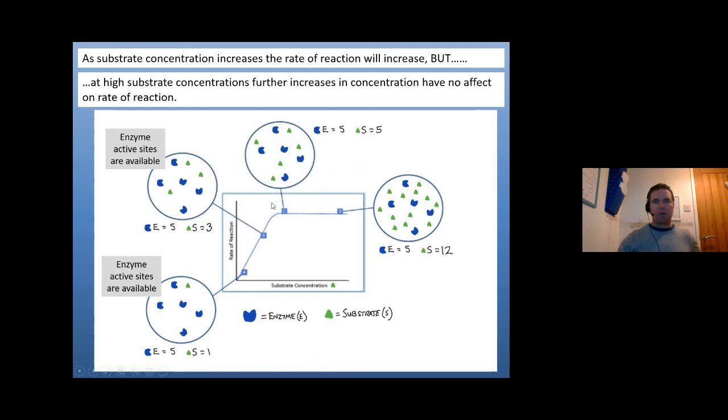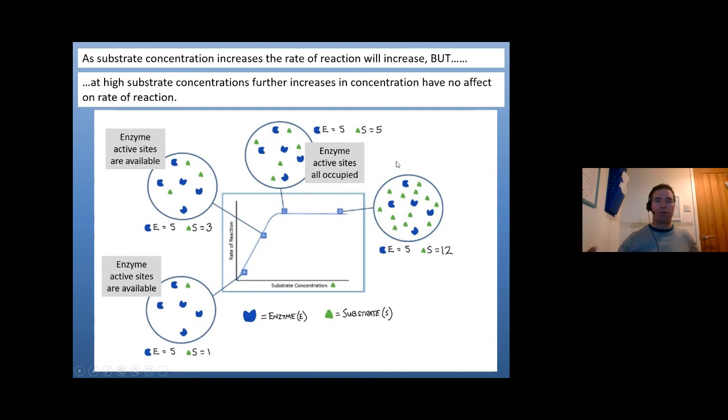Then if we go up to a high level here, where I've got 5 enzymes and 5 substrates, now they're all busy. The enzymes are all occupied. The active sites are all occupied with substrate. They're all working. And therefore, if you go higher and increase the substrate concentration further, it's not going to make a difference because all the enzyme active sites are occupied. When it gets to this plateau, we would say that all the enzyme active sites are occupied.